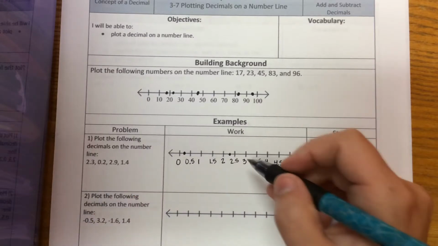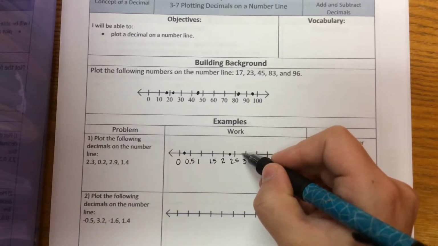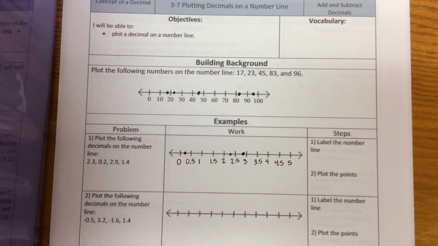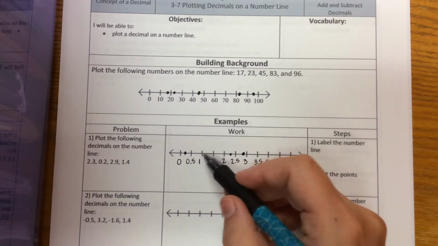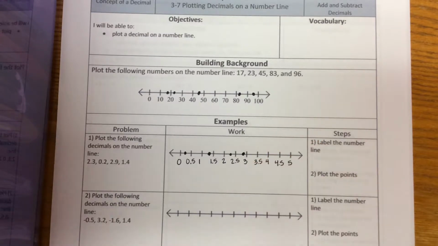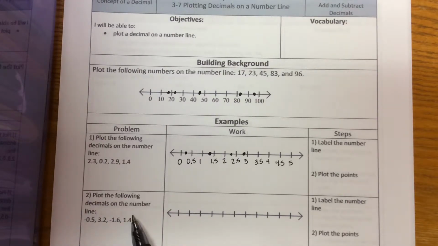2.9, so I have to go to 2, and then 0.9 would be really close to 3. Because it goes 2 and 9/10, and then 3. And then 1 and 4/10 would be really close to that 1 and 5/10. Okay? So next we have to plot the following decimals on the number line.